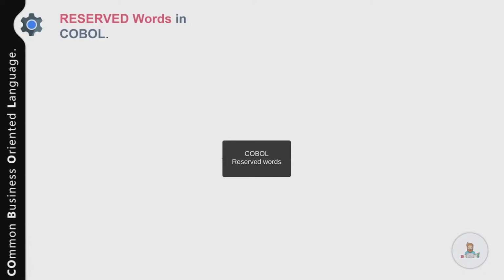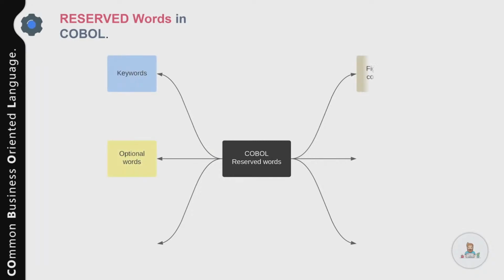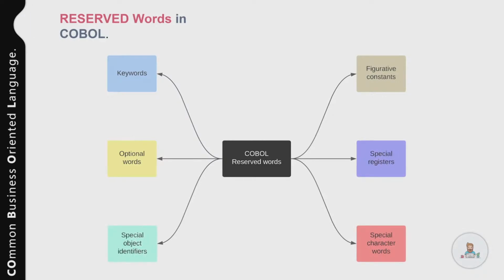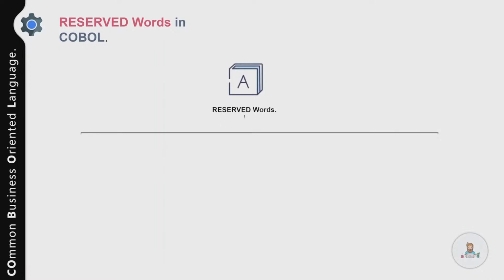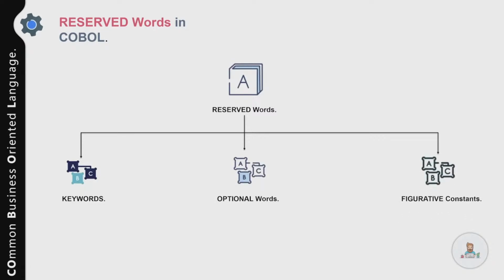Now let's talk about the reserved words in COBOL. By definition, a reserved word is a character string with a predefined meaning in a COBOL source unit. They are basically divided into 6 different categories. First one is keywords, second one is optional words, third one is figurative constants, fourth one is special character words, fifth is special object identifiers, and the last one is special registers. But we will be focusing on the first 3 important reserved words. First one is keywords, second one is optional words, third one is figurative constants. Now let's talk about keywords.